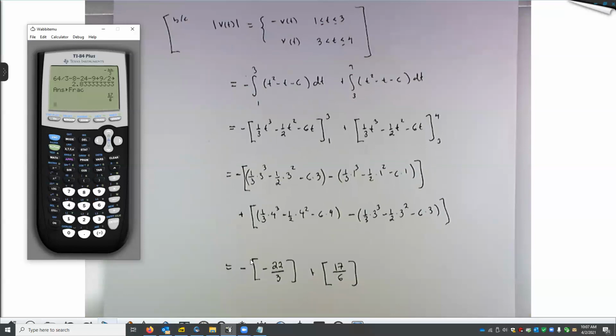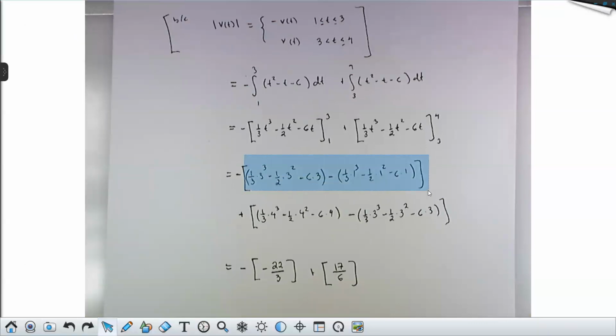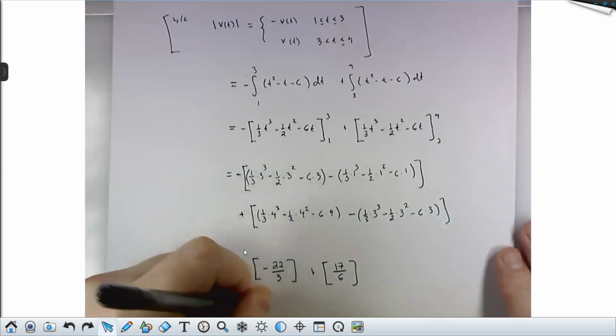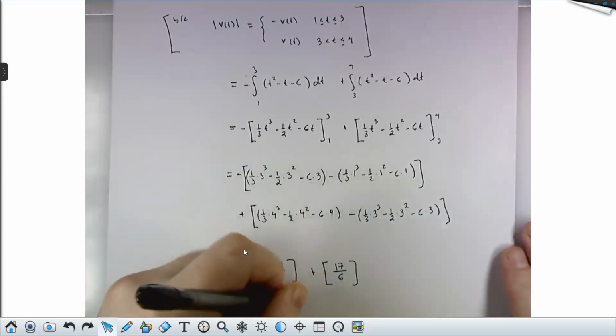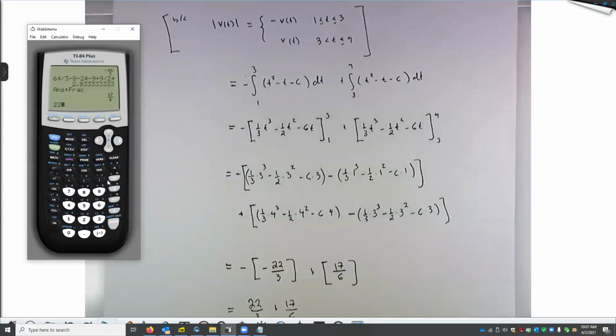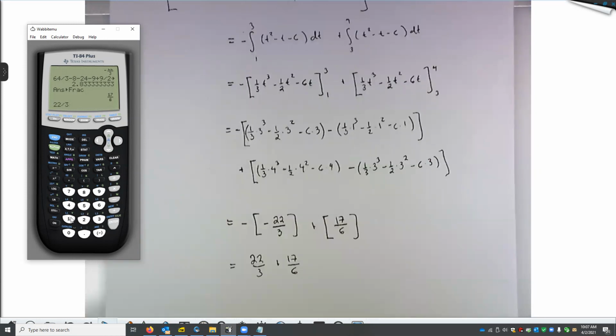And what we see is what we expected, right? The first bracketed expression here is all of that negative area. That's why we had another negative out front ready to make it positive. And the second bracketed expression is a positive area, or a positive distance, and we don't need to do anything to it. So then this negative and this negative give me positive 22/3 plus 17/6. Why not? Having fun with Mr. Calculator this morning. 22/3 plus 17/6.